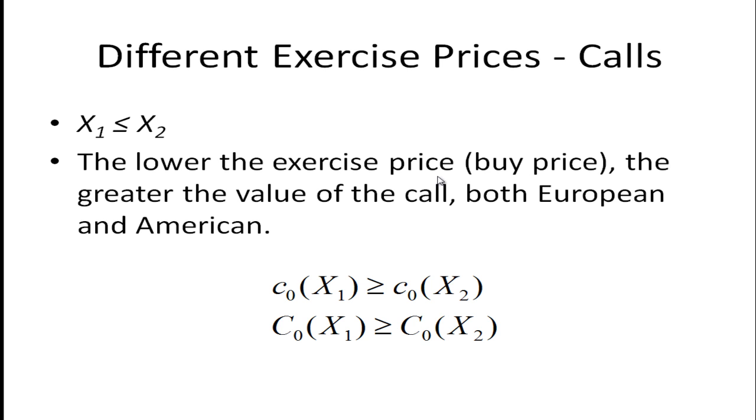And this makes sense because the exercise price is the price that we would buy the stock for, and it's always going to be better to be able to buy at 50 than it is to buy at 55. That's going to make the option with the lower exercise price more valuable.